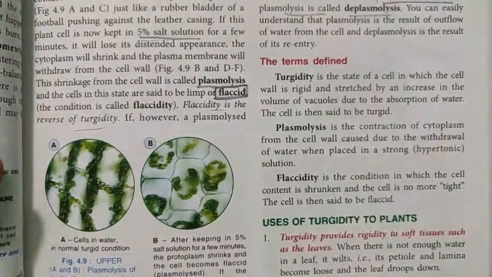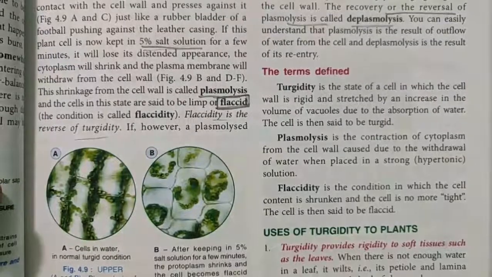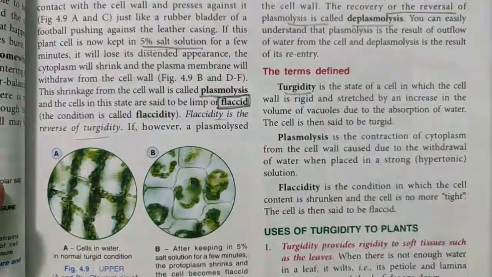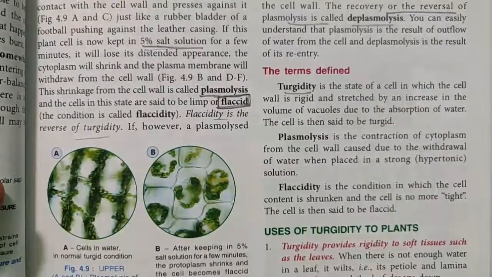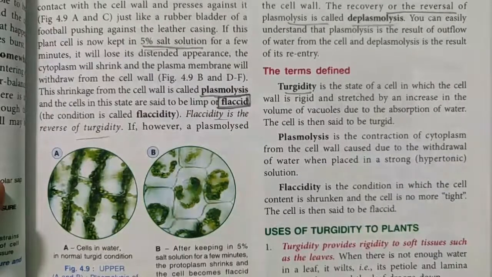So here some terms are given, and you have to learn these terms. The first one is turgidity. Turgidity means whenever the cell is rigid, at that time the cell wall is putting pressure on the content of the cell, and the cell content is putting pressure on the cell wall, and they are in the equilibrium state.